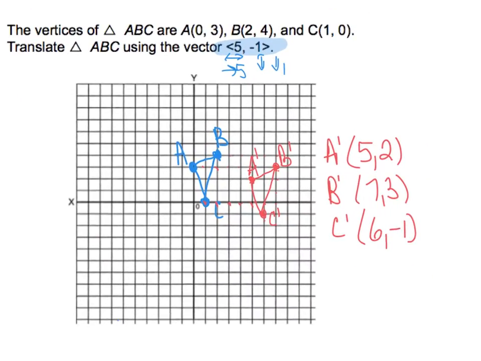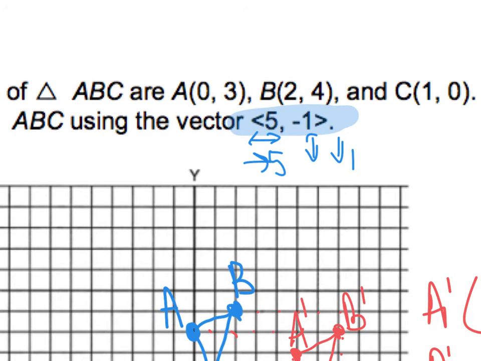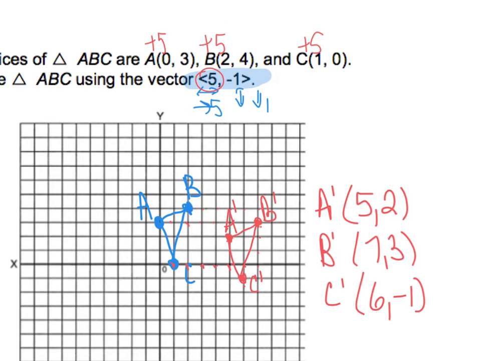And something you also might notice is if you take this x value, if it's a positive 5, if you add 5 to all of your x values, those are your x values of after you've translated it. 0 plus 5 is 5. 5 plus 2 is 7. 5 plus 1 is 6.